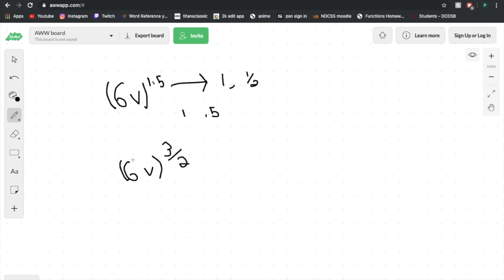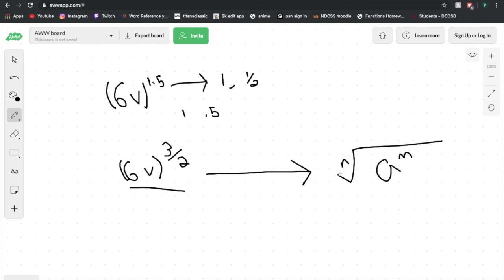Once we put it into this form, we can already see our big A value, our M value, and our N value. So let's write it in root form. As you know, I'm just going to rewrite our main exponent law: a to the power of m over n is the nth root of a to the power of m. We see the big A value right here in the 6v, so let's put that under the root. And then the M value is 3, and then the nth root is 2. So this is the square root of 6v cubed.